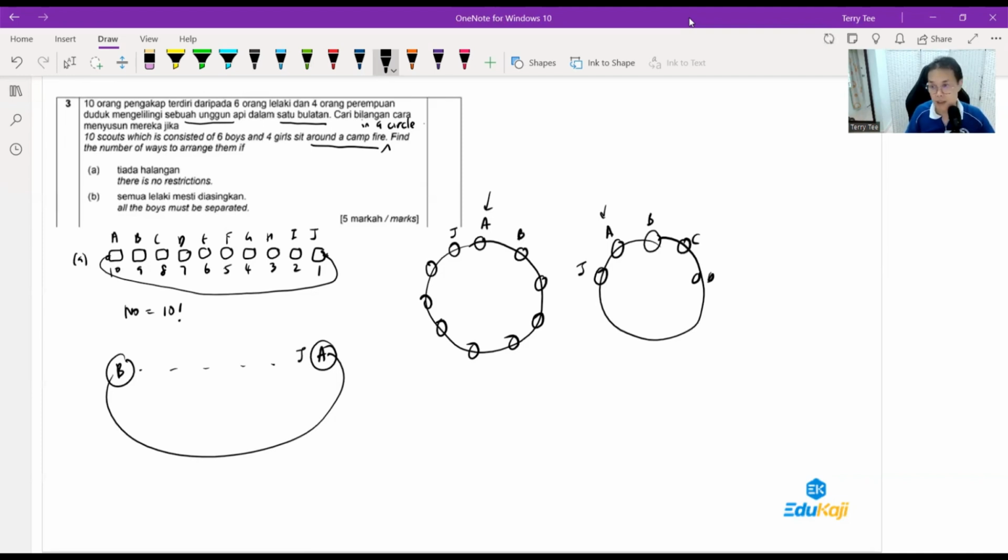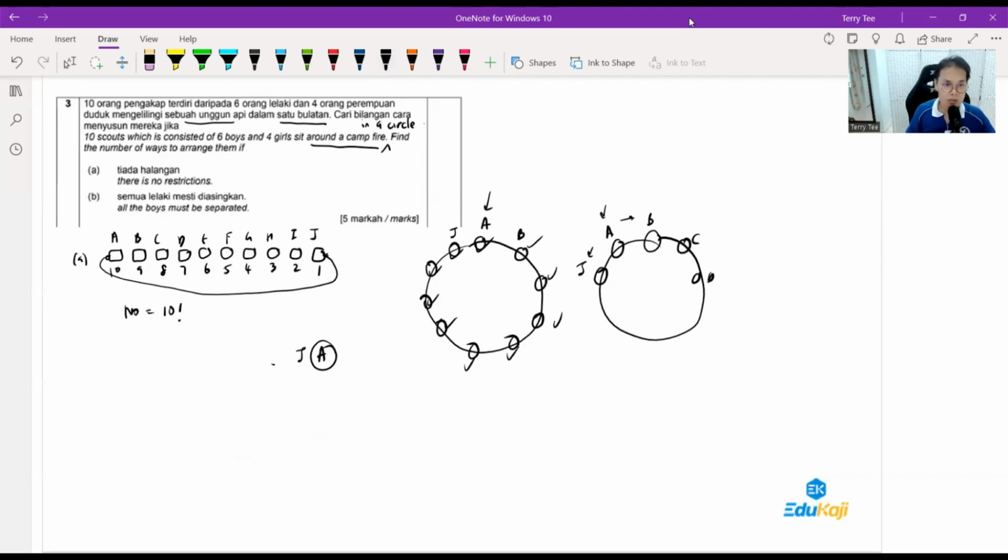You will see, A has B seated on the left, J seated on the right. Same goes to this. A has B seated on the left, J seated on the right. And there are 10 different positions I can put A that actually result in the same arrangement. For example, I can put A here, I can put A here, 3, 4, 5, 6, 7, 8, 9, 10.